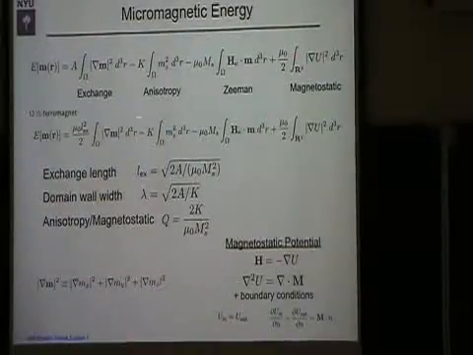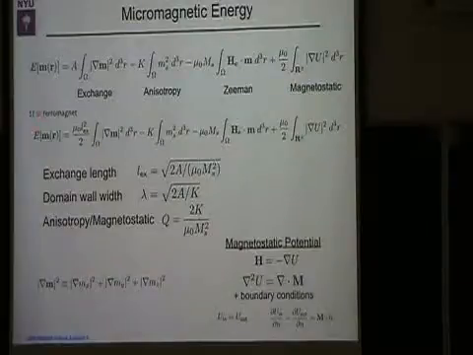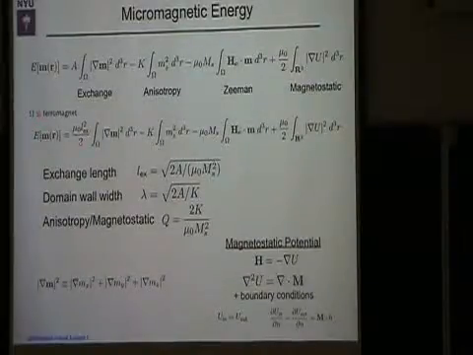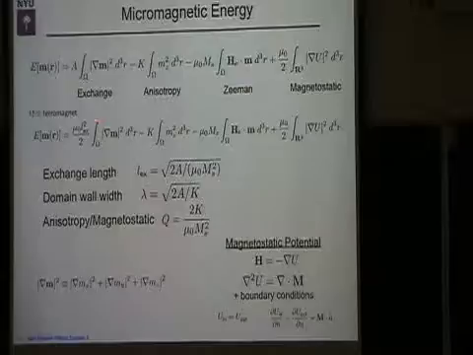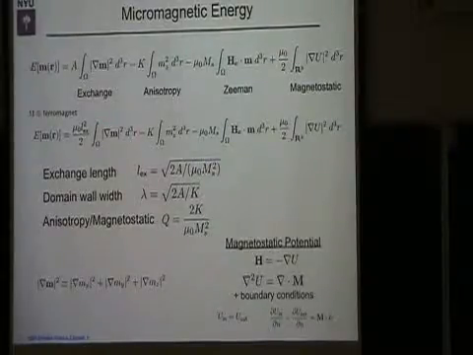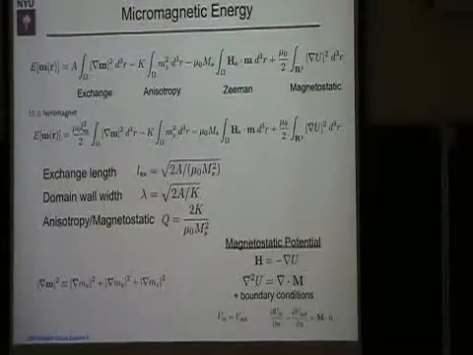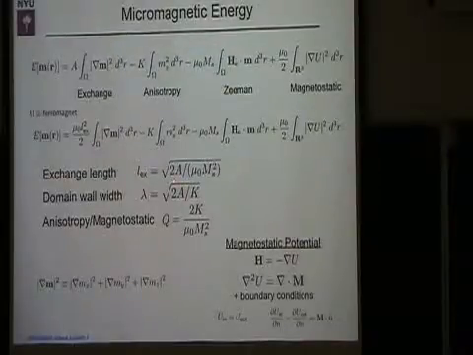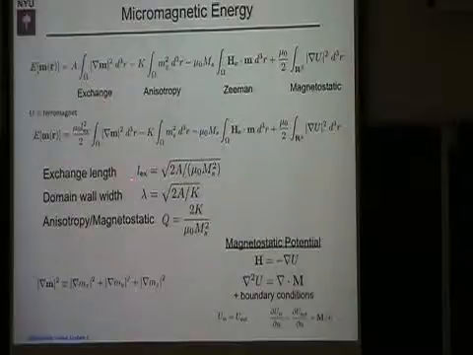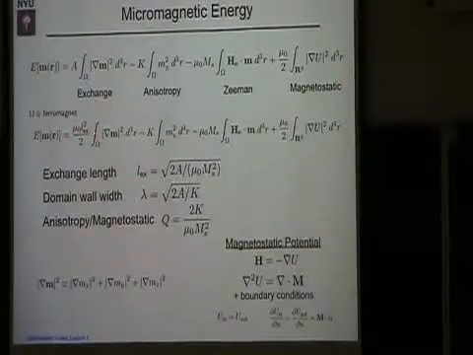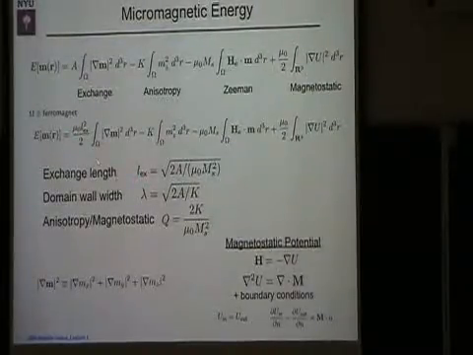So you can formulate the problem. It's also often written in terms of an exchange length here, which tells you the importance of exchange relative to the other terms in the problem. It also sets the scale over which the magnetization varies. What are the important length scales? It's the exchange constant. The exchange length is a ratio of the exchange to the magnetostatic energy.